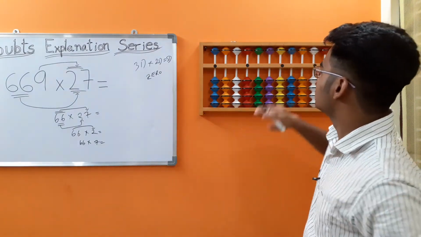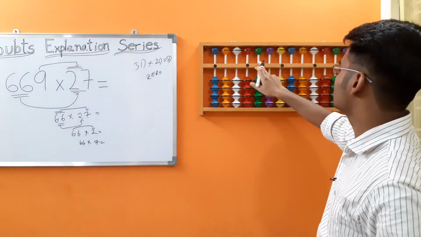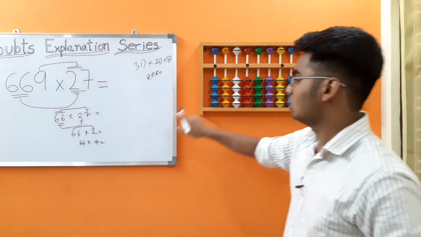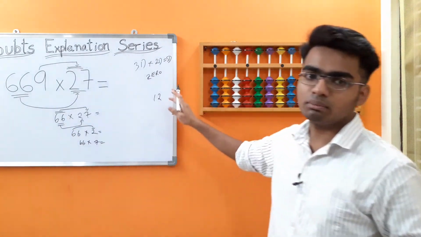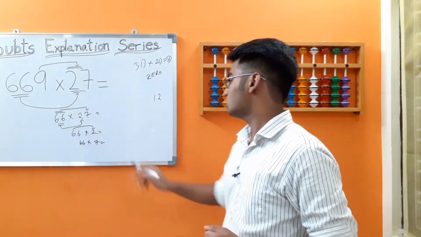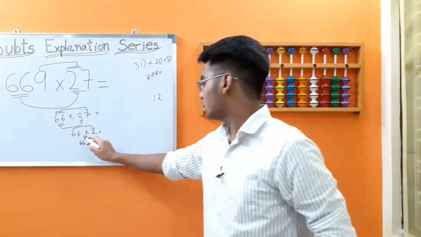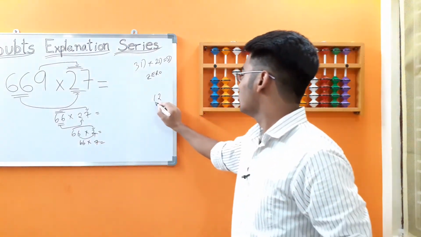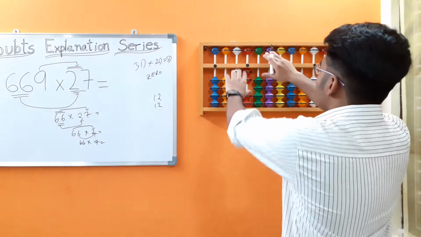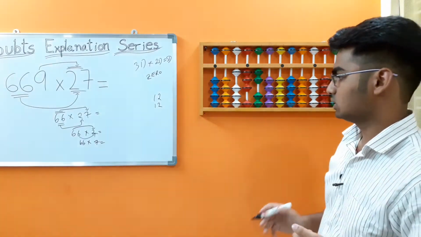So 5D means it would be on the 10,000s rod. Ones, tens, hundreds, thousands, 10,000s. So 6 into 2 was 12. I'll write down all the multiplication results here. 6 into 2 is 12. Place it from the 10,000s rod. Then again 6 into 2 is again 12. Place it from the next rod. 12. This will be the technique for any multiplication.